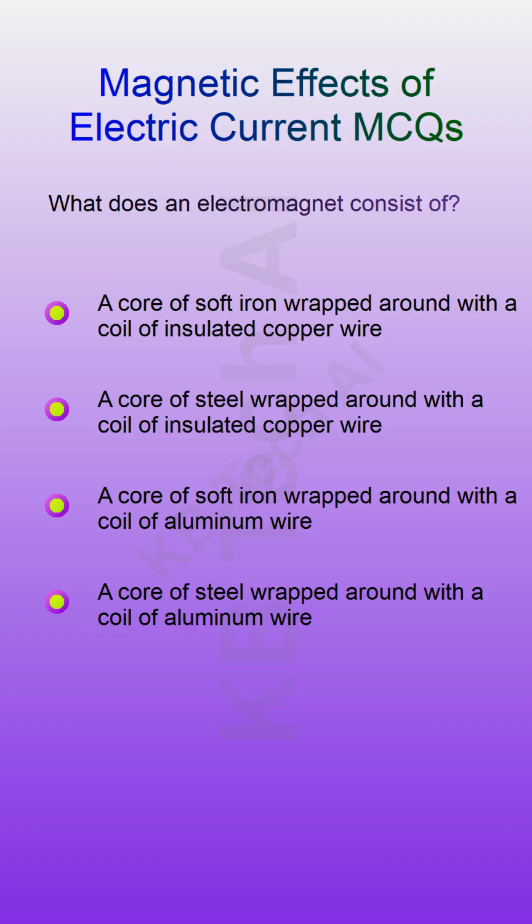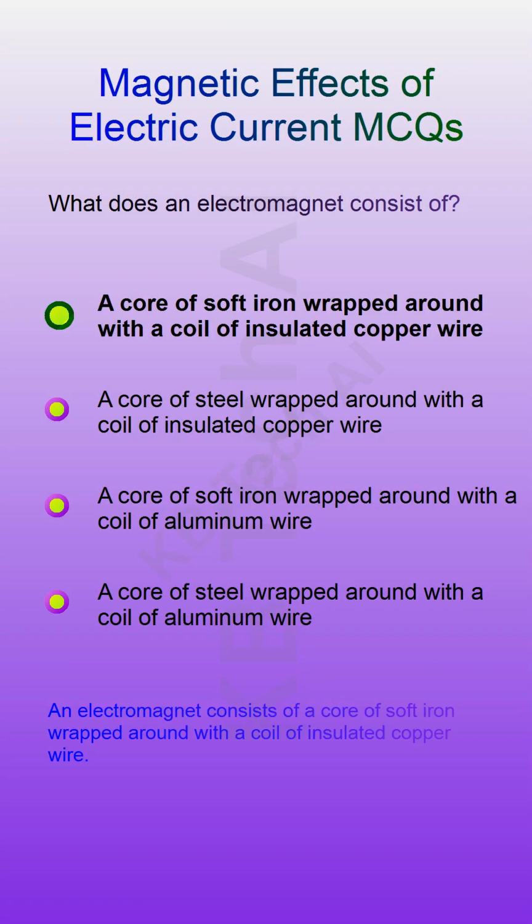What does an electromagnet consist of? Option 1, a core of soft iron wrapped around with a coil of insulated copper wire. Option 2, a core of steel wrapped around with a coil of insulated copper wire. Option 3, a core of soft iron wrapped around with a coil of aluminum wire. Option 4, a core of steel wrapped around with a coil of aluminum wire. The answer is, option 1, a core of soft iron wrapped around with a coil of insulated copper wire.